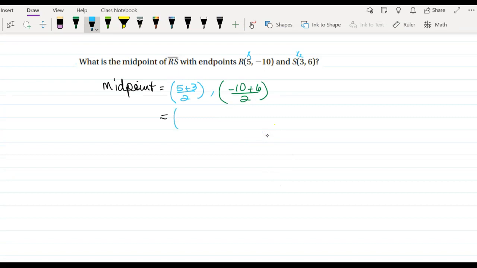So that simplifies down to 8 divided by 2, or we could simplify that further down to 4. And negative 10 plus 6 gives me a negative 4 over 2, which simplifies down to a negative 2. So the coordinate for the midpoint is equal to 4, negative 2.